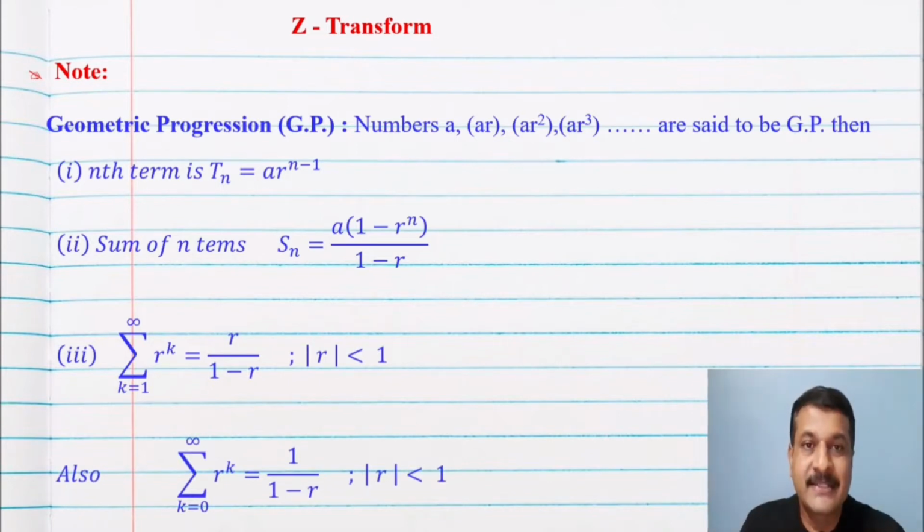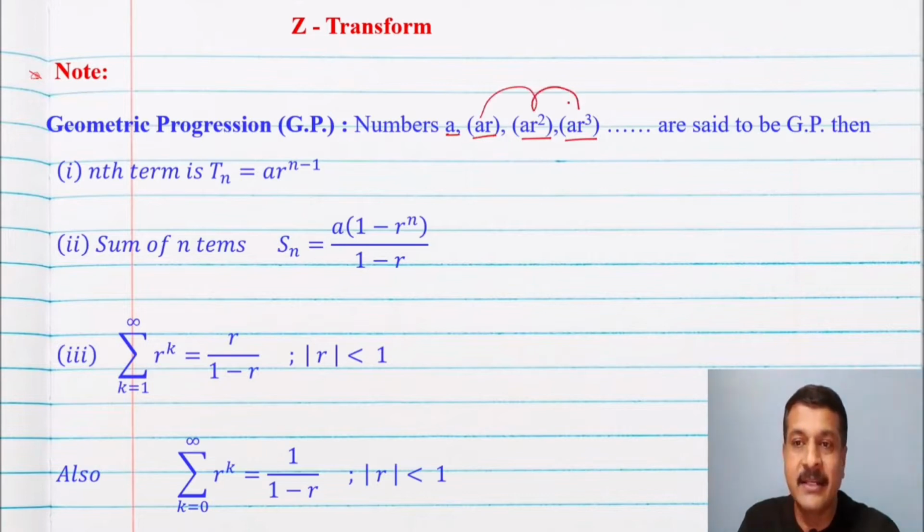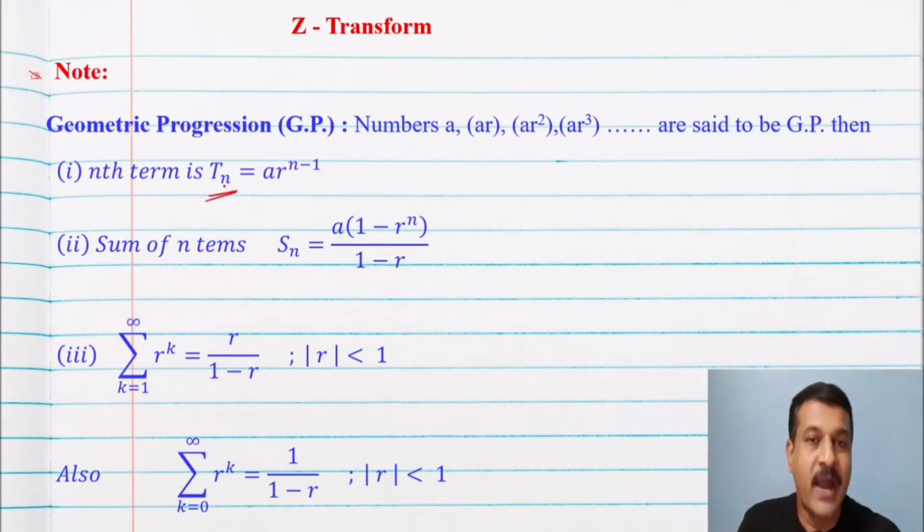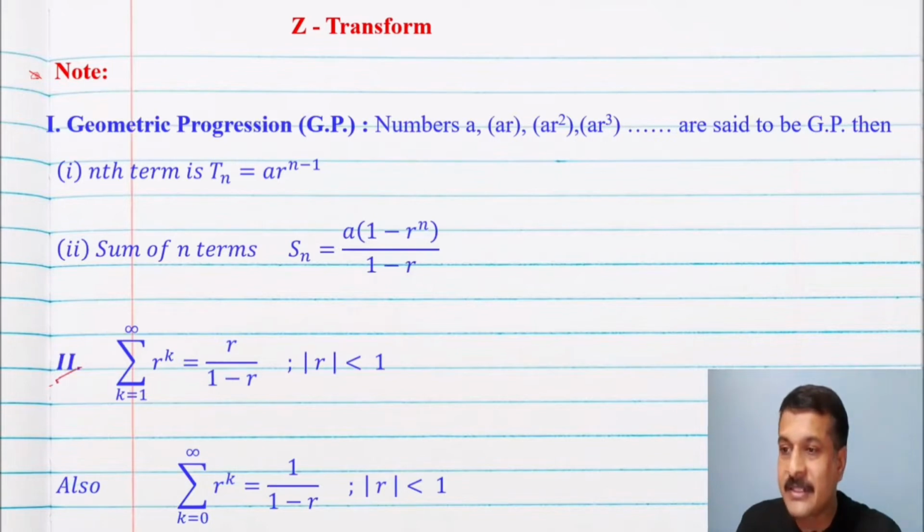There we know that R is the common ratio. Here A, then AR, then AR square, AR cube. It means that here R is a common ratio. And for this geometric progression, you remember the nth term. How to find the nth term? That is equal to A R raised to n minus 1, where A is the first term and R is the common ratio. And the sum of n terms, that is Sn, equal to A into 1 minus R raised to n upon 1 minus R.